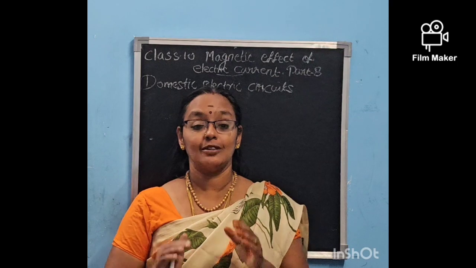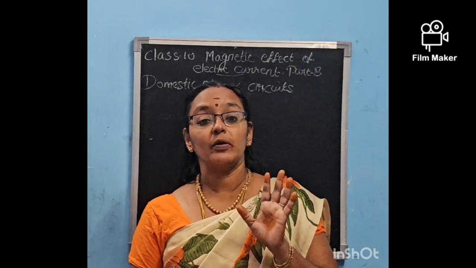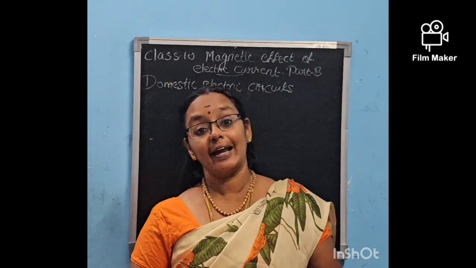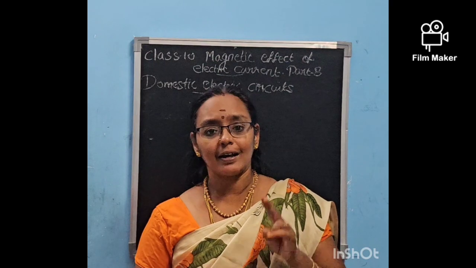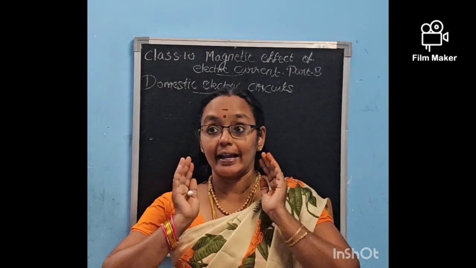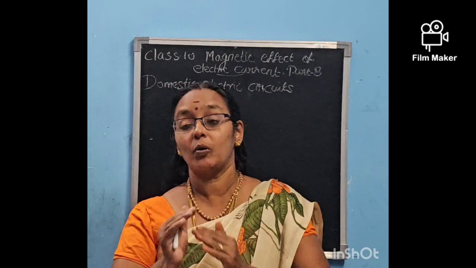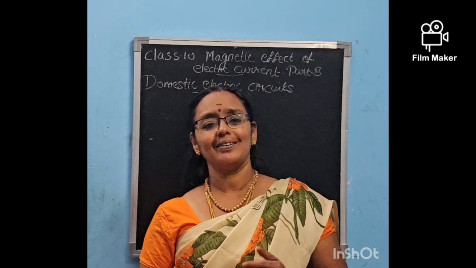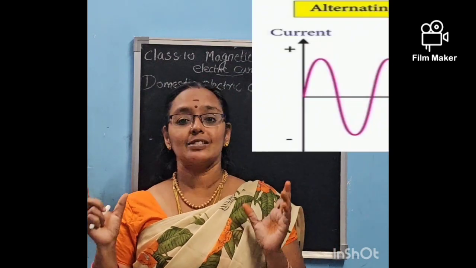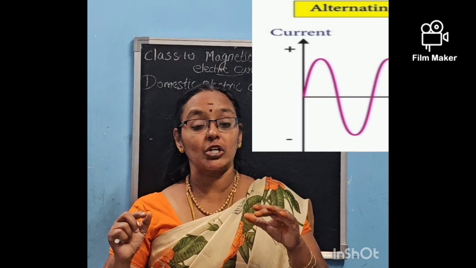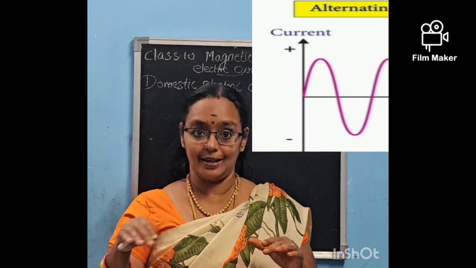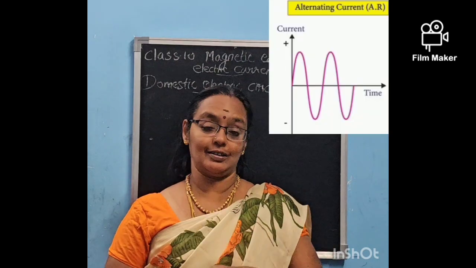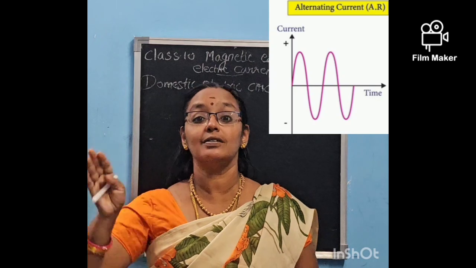Now we are going to see the domestic electric circuit. Actually, we know the electric circuits are of two types, alternating current and direct current. Which current is getting inside our home? Electric current which is generated for domestic purposes is alternating current. Why? Direct current is the one in which the direction of the current remains the same, while the alternating current has a fluctuating direction. That means the direction will be reversed over time.